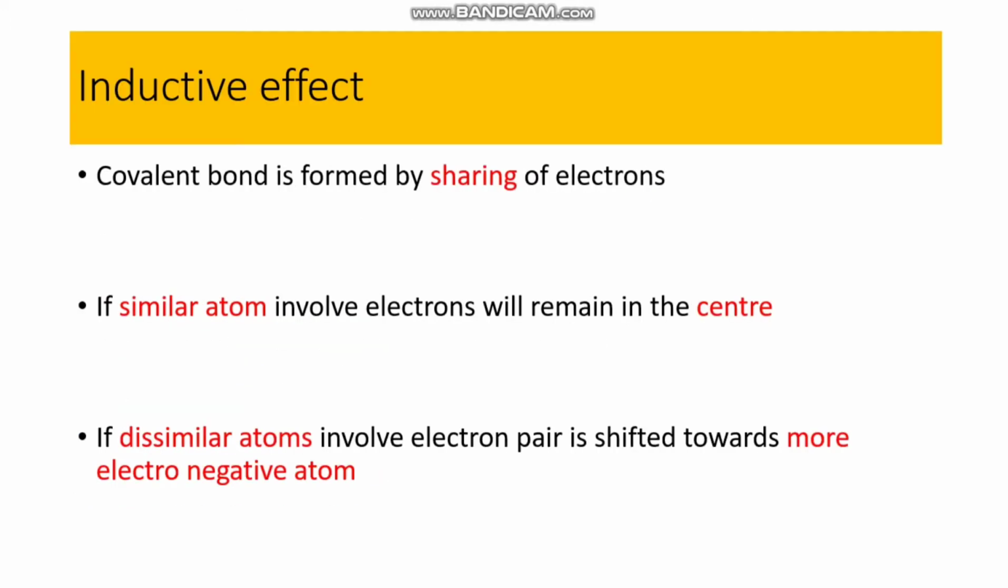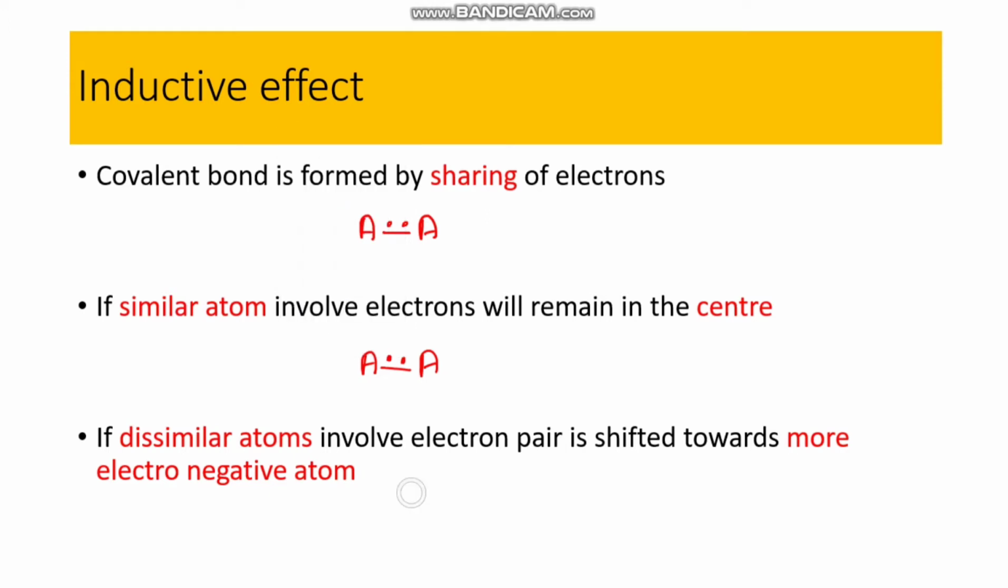So first, let's see what the inductive effect is. Basically, in a covalent bond, what is a covalent bond? A covalent bond is a bond that is formed by sharing of electrons. Here, one atom A is sharing its electron with the other atom A. If the atoms in a covalent bond are the same, then the electronegativities are the same for these atoms, and therefore the two electrons will remain at the center.